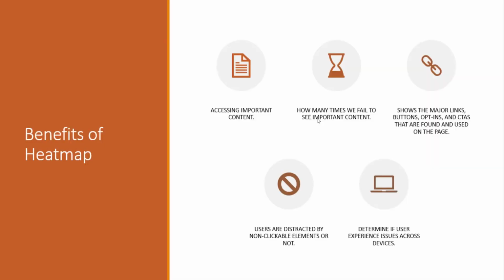Now we will discuss some benefits of the heat map. The first benefit of heat map is it is used in assessing important content. The next benefit is it shows how many times we fail to see important content on a website. It also shows the major links, buttons, opt-in instances and CTAs that are found and used on the web pages. The next benefit is it is used to determine if a user is distracted by non-clickable elements or not. And lastly, it is also beneficial to determine if there are user experience issues across devices or not.